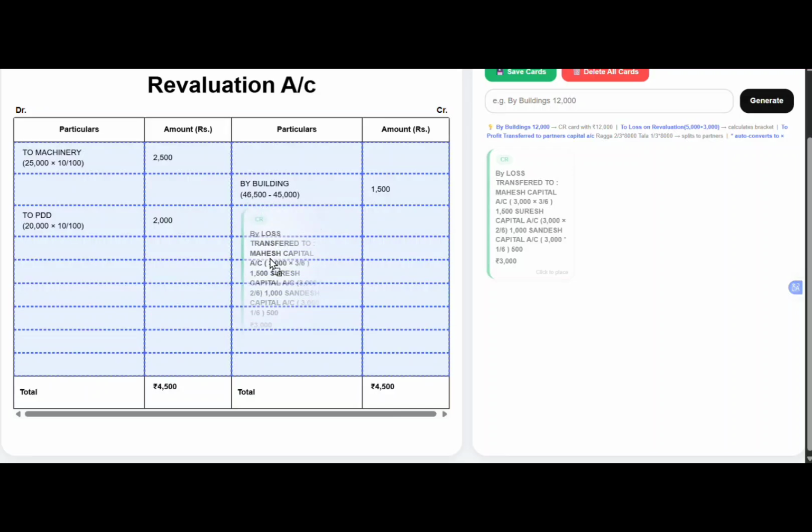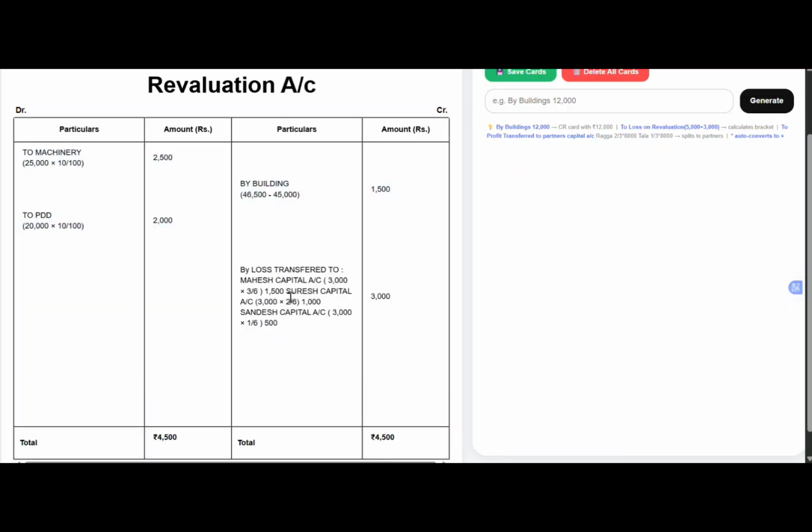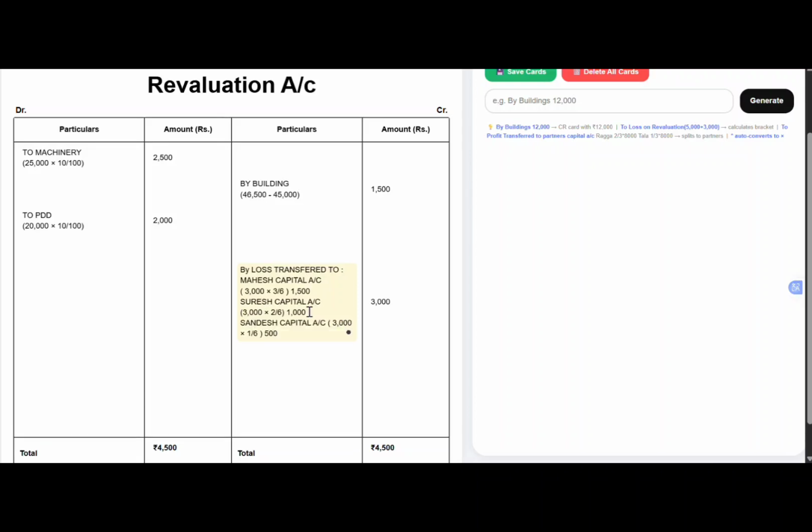The loss has to be written here on the credit side of the revaluation account as by loss transferred to partners' capital accounts. That is 3,000 rupees is the loss. That 3,000 rupees loss has to be divided among all the partners in their old profit sharing ratio.